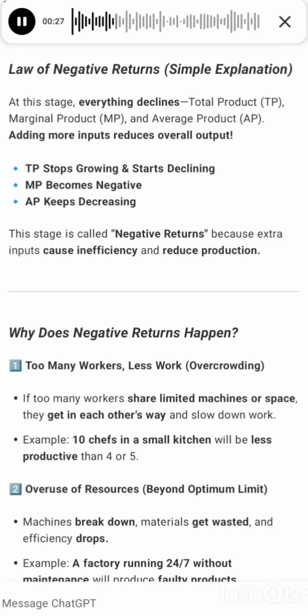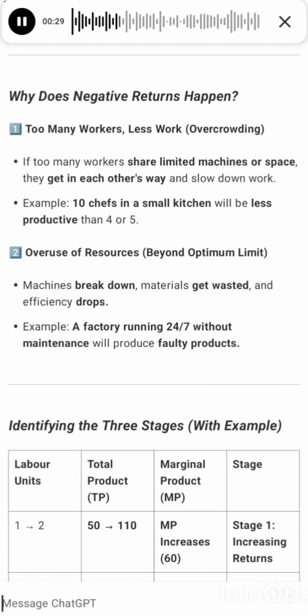Why does negative returns happen? 1. Too many workers, less work, overcrowding. If too many workers share limited machines or space, they get in each other's way and slow down work. Example, 10 chefs in a small kitchen will be less productive than 4 or 5.